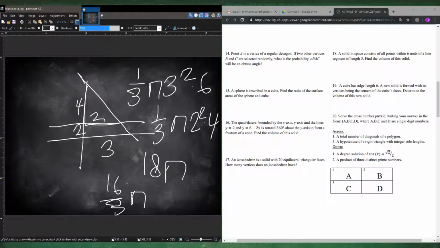So subtracting that together, you have 18 minus 16 divided by 3, which gets you a volume of 38 over 3 pi. And that is the answer for number 16.